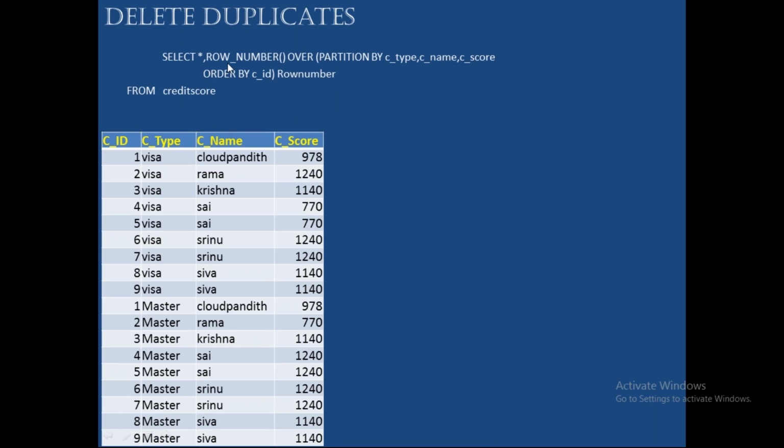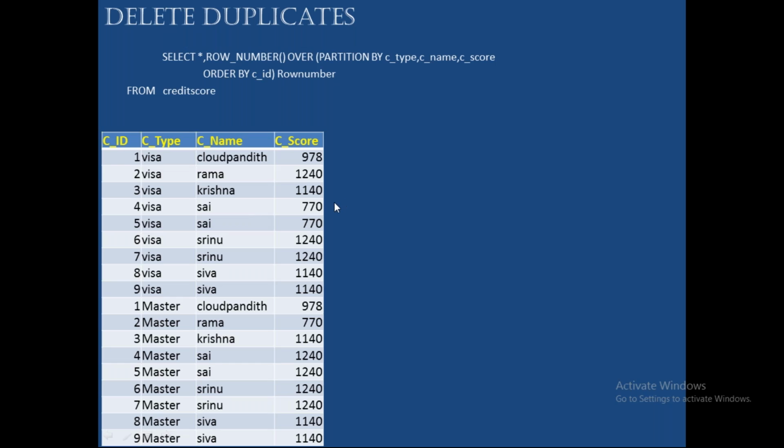Select star comma row number over partition by C type, C name, C score, order by C underscore ID. When you do this partition by, a lot of groups will be created. Other groups will have a 1-1 record, because all these are 1-1 records. But if you look here, Visa size 770, there will be 2 records.